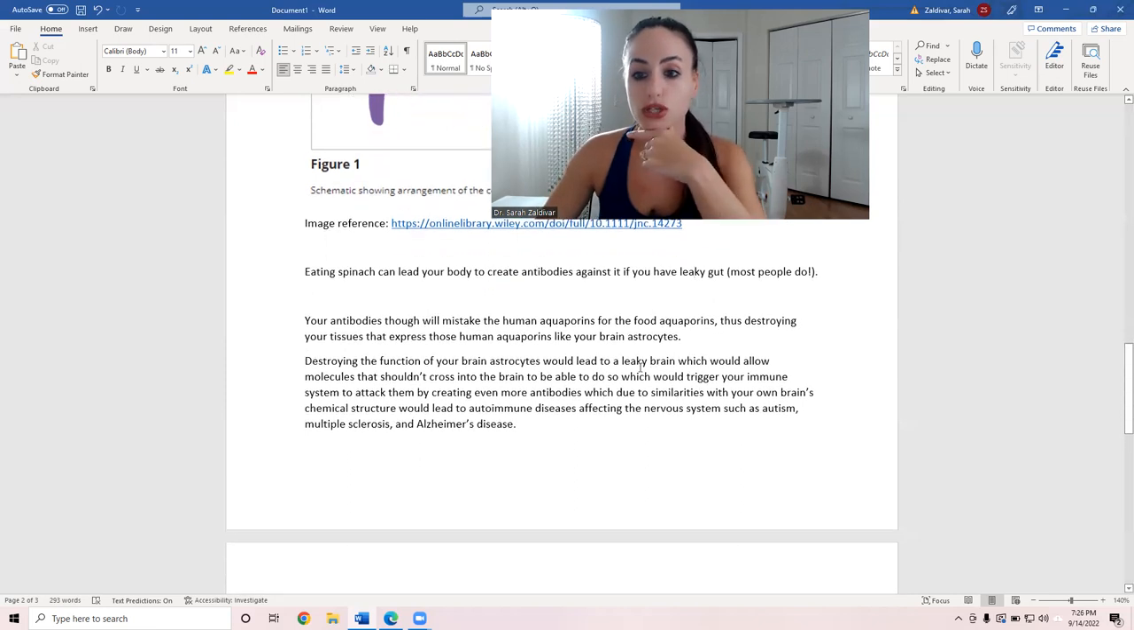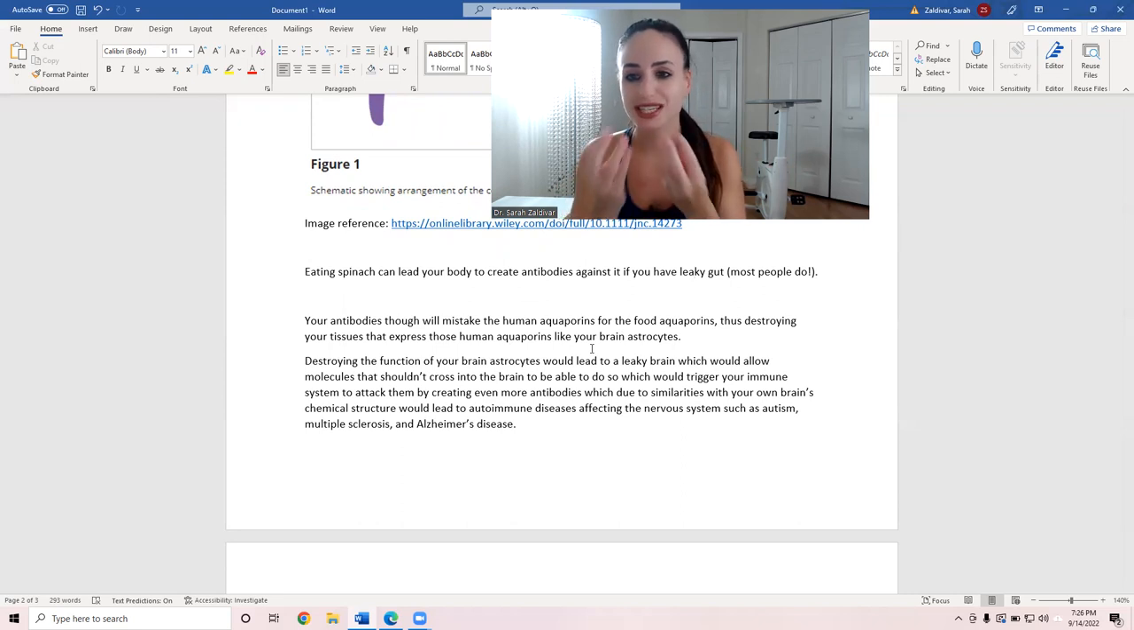So once you have aquaporins in your blood, your body will create antibodies against it because it's not used to seeing that in the blood. It's not supposed to be there. So it freaks out. It thinks it's an invader, and so it creates antibodies against it. And so now you have antibodies, but those antibodies that work to try and destroy the aquaporins can also destroy your own aquaporins because they look very similar.